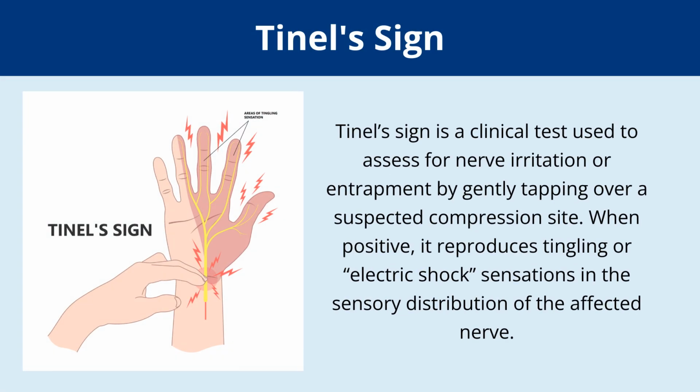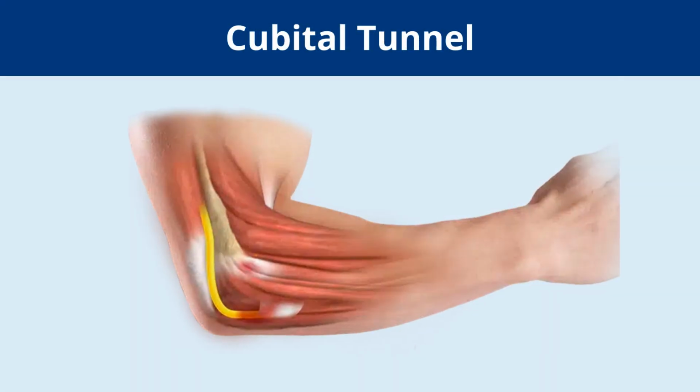Tinel's sign is a clinical test used to assess for nerve irritation or entrapment by gently tapping over a suspected compression site. When positive, it reproduces tingling or electric shock sensations in the sensory distribution of the affected nerve. This question is really testing 2 things at once. First, do you know which nerve runs through the cubital tunnel? And second, do you know the sensory distribution of that nerve in the hand?